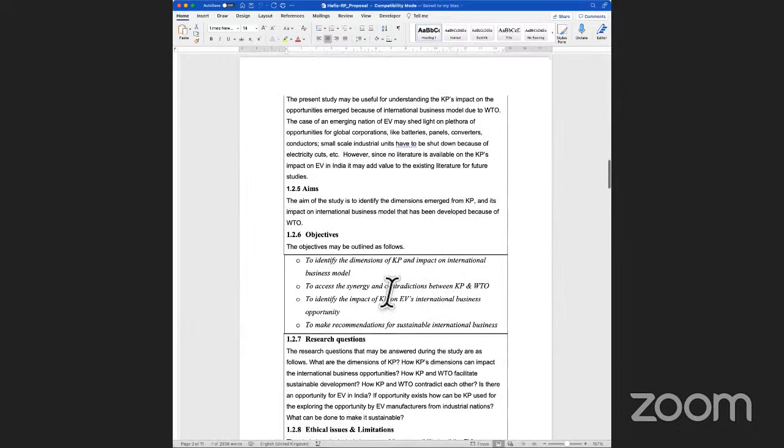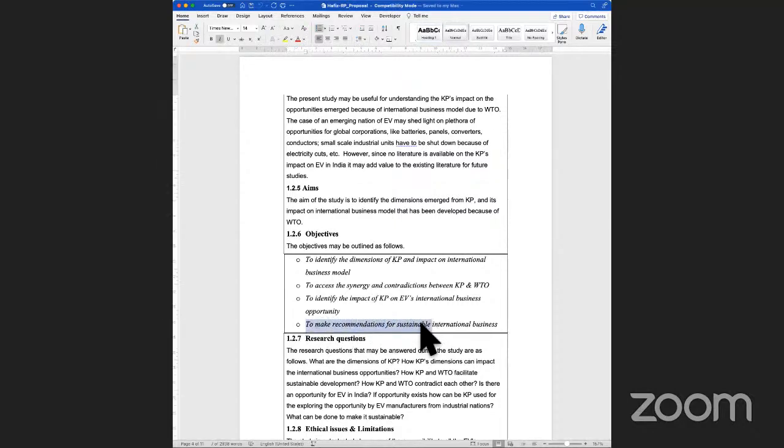So he's identified things like dimensions of Kyoto Protocol, how to assess whether there's a synergy between some of the greater organizations which can help restrict the emission of carbons by adopting better technology or helping the emerging nations adopt better technology. And then towards the end, as you can see, it makes recommendations for sustainable international business development.